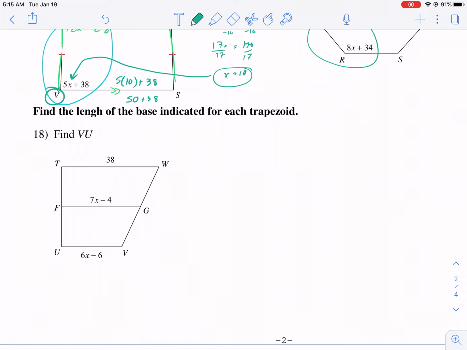Find VU. Okay, so we're looking for that small base. We know that this base 1 plus base 2 divided by 2 is going to equal the mid-segment. So mid-segment equals B1 plus B2 divided by 2, or times 1/2, however you want to think of it. So 7x minus 4 equals 38 plus 6x minus 6 divided by 2. This is our last one.